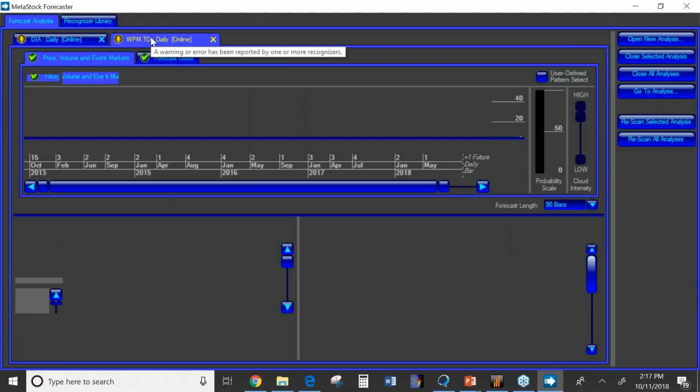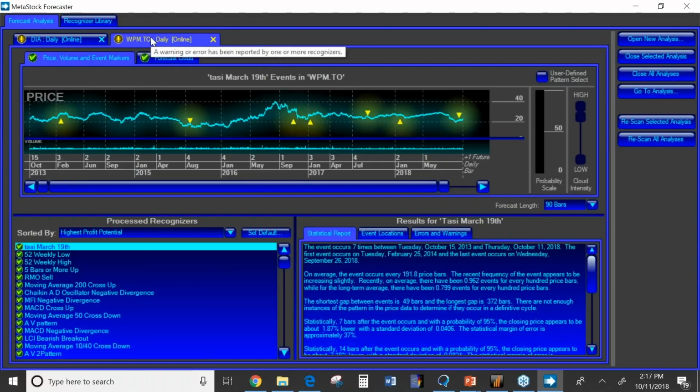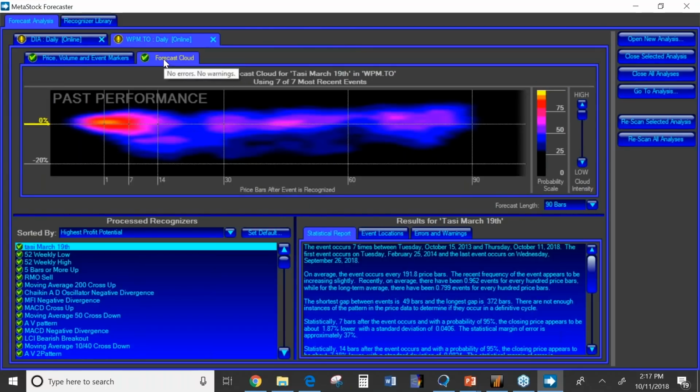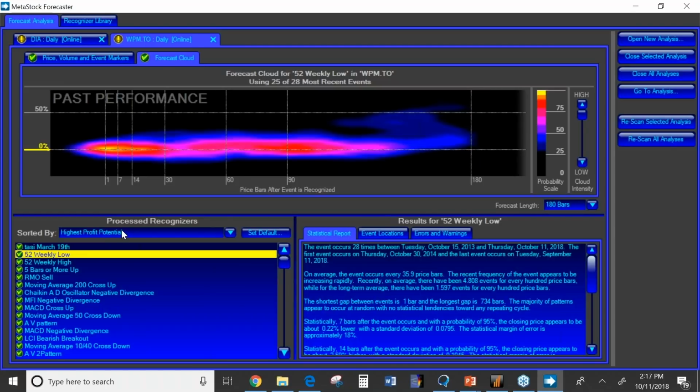Okay, so let's take a look here at WPM.TL, which had a buy signal yesterday. Let's go ahead and look at a couple of the forecasts. I'm like, wow, this looks really good. This doesn't look like it would confirm anything for me, but this is a signal I wrote at an event I did. We did recently have a 52-week low. Oh, this is again profit potential.